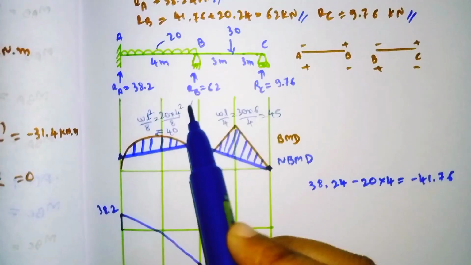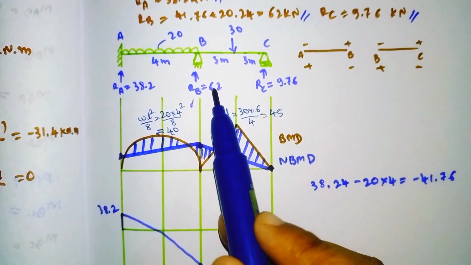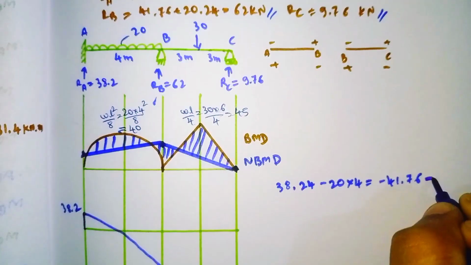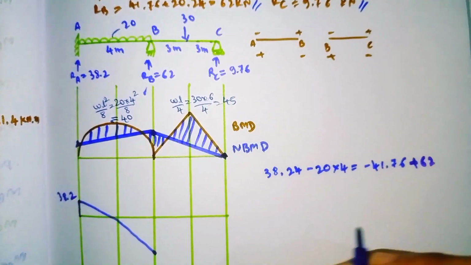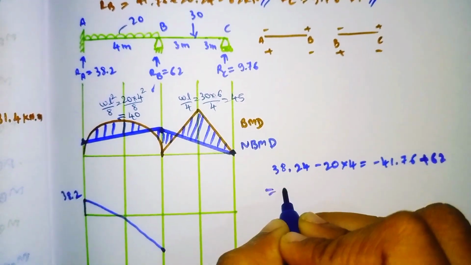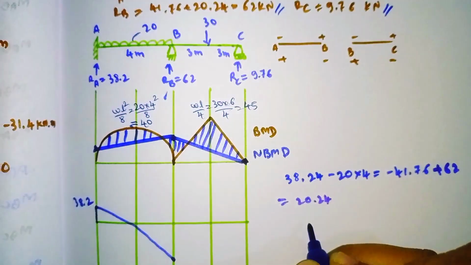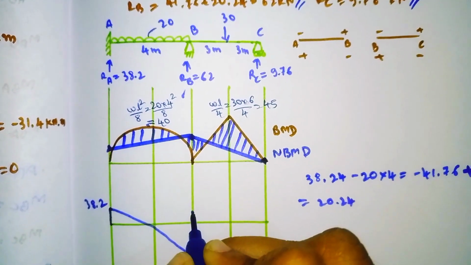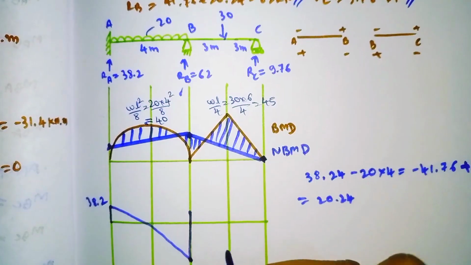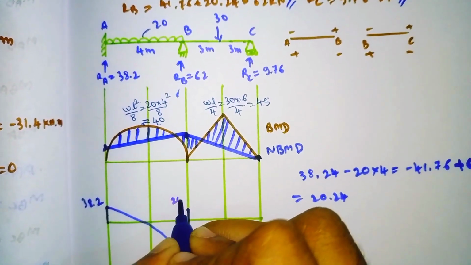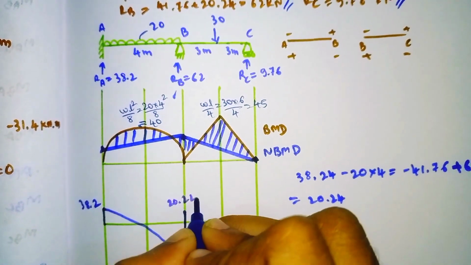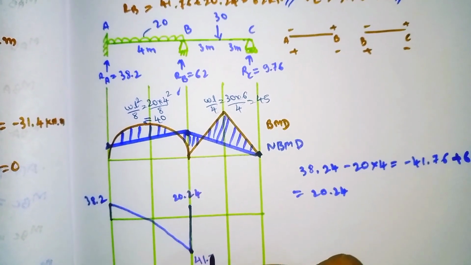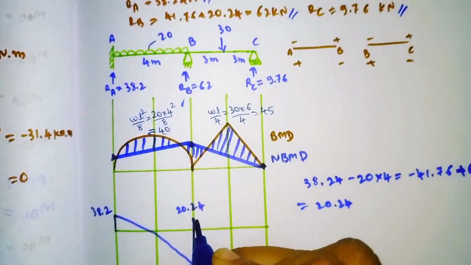Again here reaction RB is acting. It is 62. It is upward, so we need to add plus 62. So it will come out as 20.24. Above the neutral axis it comes here. So it comes here, 20.24. And 41.76, so here to here nothing.